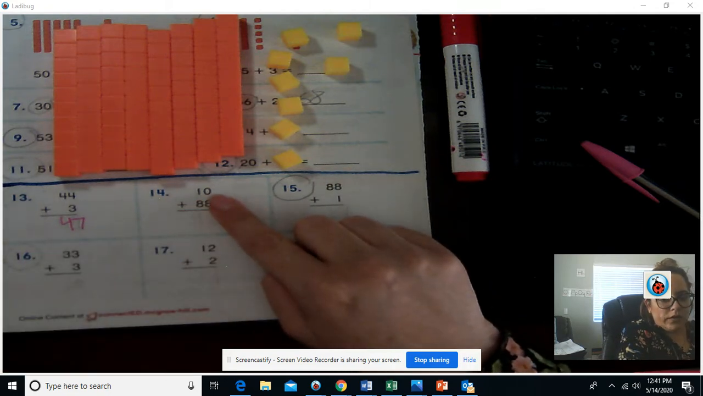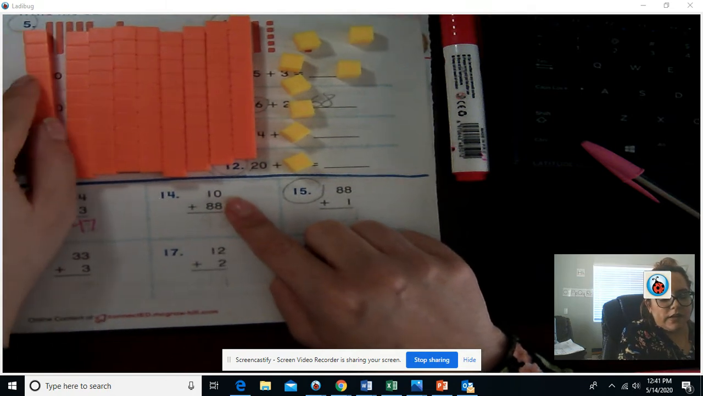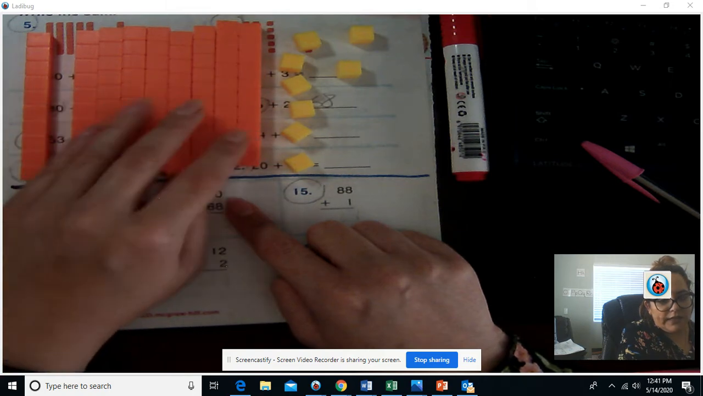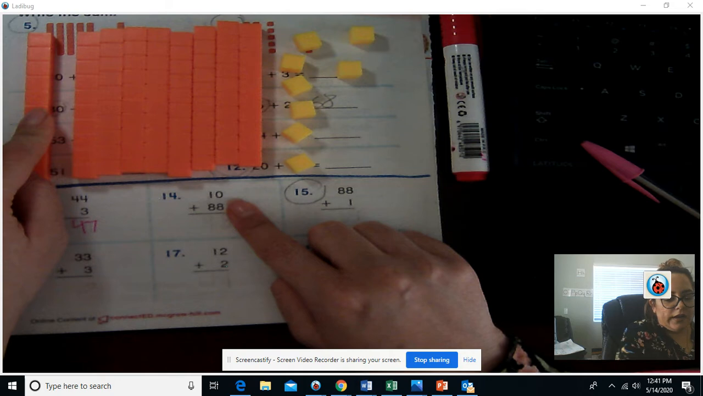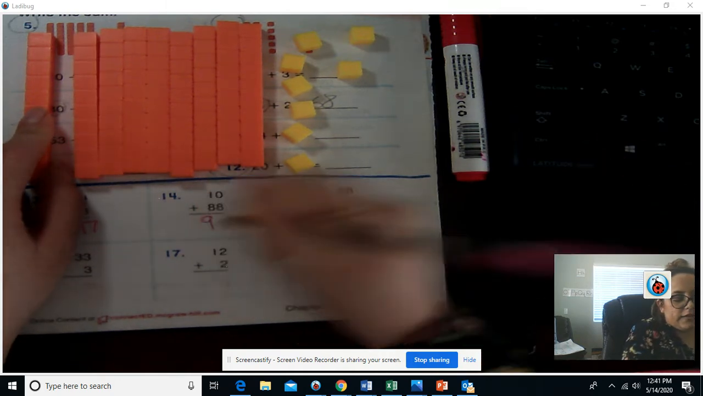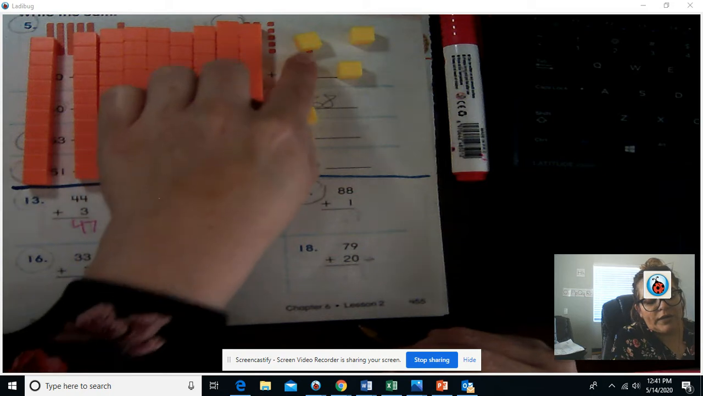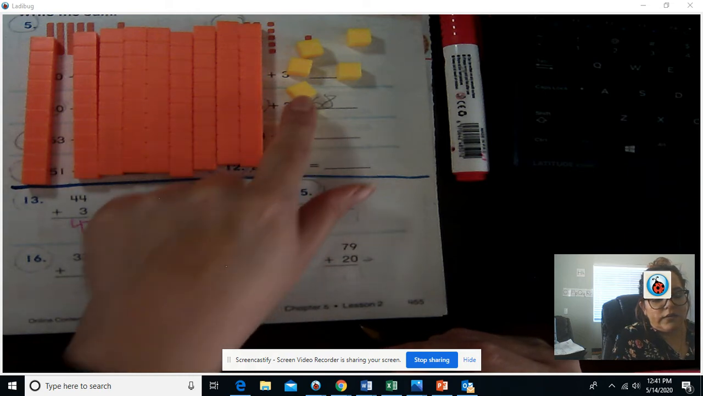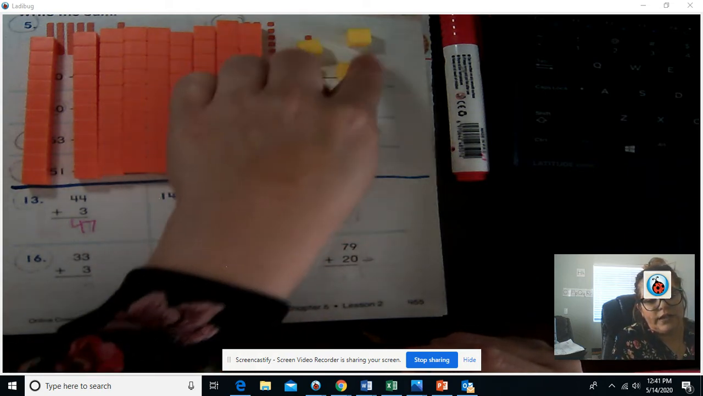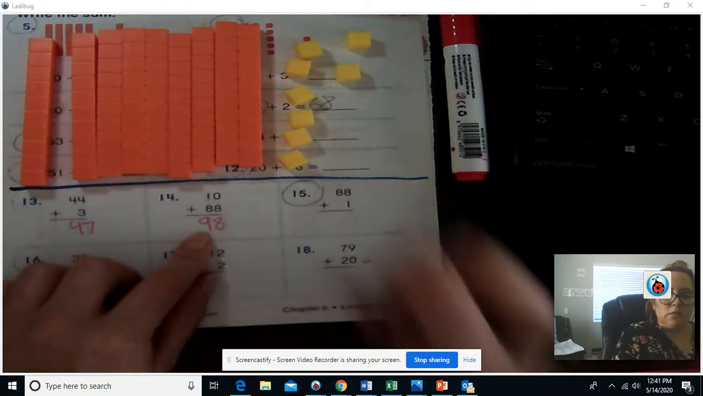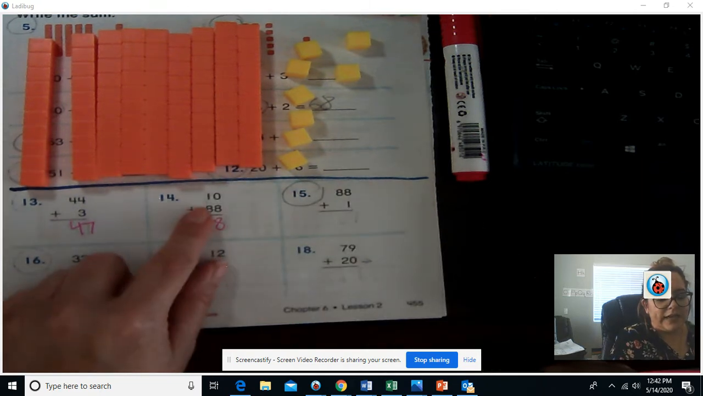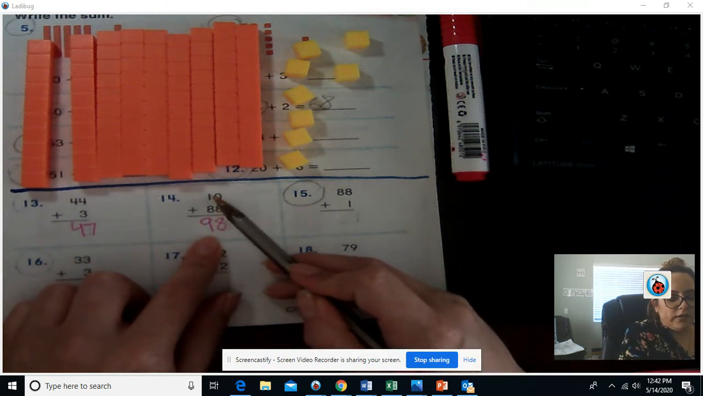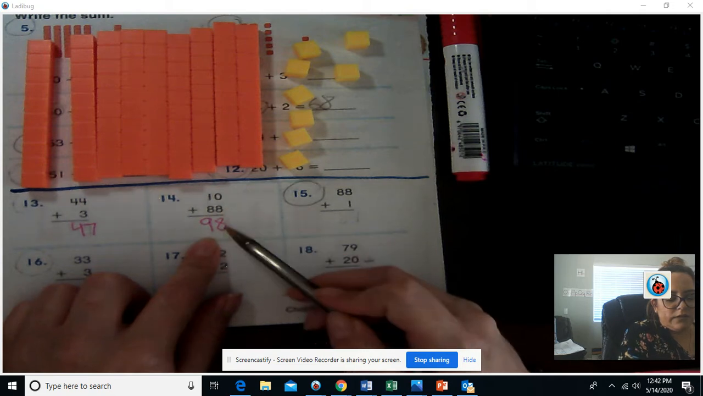When I'm adding 10 more, that just means one more group of 10. So before I had 1, 2, 3, 4, 5, 6, 7, 8 groups of 10. But if I add one more, I have 9 groups of 10. And did I change how many ones there are? Did I add any more ones? No, 88 had 8 ones. So that number is going to stay the same. So my number is 98. 88 plus 10 equals 98. Look at 8 plus 1 is 9. 8 plus 0 is 8.